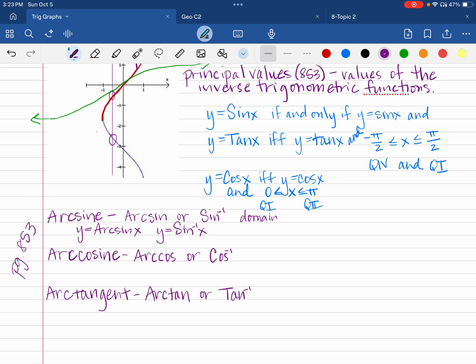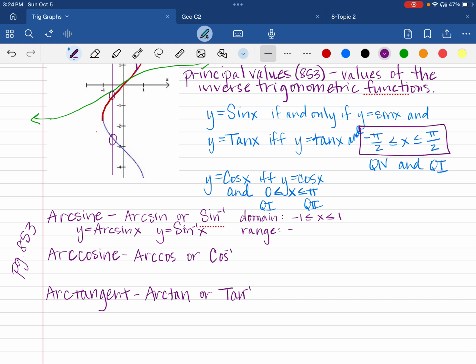Domain for arc sine is that your x values are between -1 and 1. Your range is going back to this inequality here with the principal values.